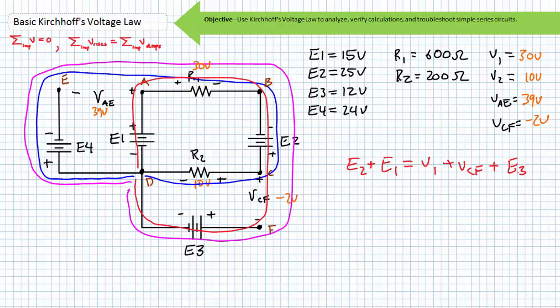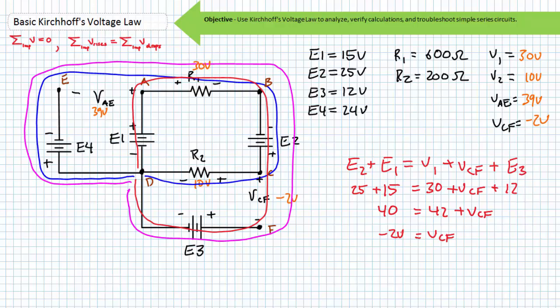If we wanted to check our work for VCF, we can use the given values of E1 and E2 and E3 and the calculated value of V1. 25 plus 15 equals 30 plus VCF plus 12. Subtracting 42 from both sides, we again find VCF with the indicated polarity to be negative 2 volts.